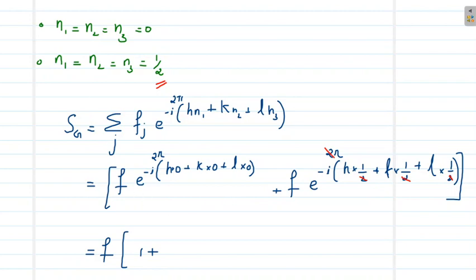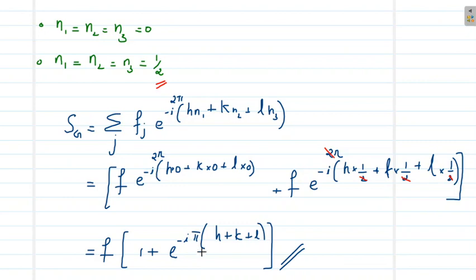They will cancel out. So the remaining term is e raised to minus iπ into (h plus k plus l). So this is the structure factor corresponding to the BCC lattice. Now let us think about this equation. Structure factor S_g equals f into (1 plus e raised to minus iπ (h plus k plus l)). So this structure factor will have different values depending on the value of h plus k plus l.